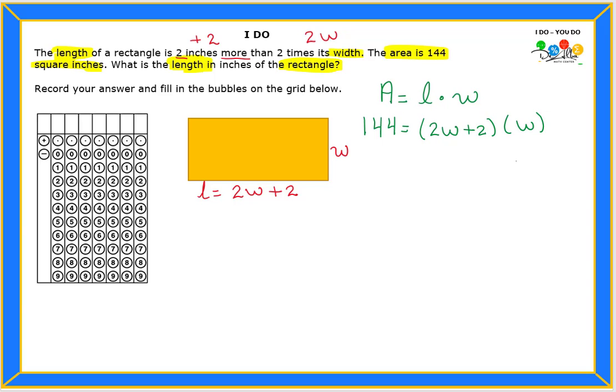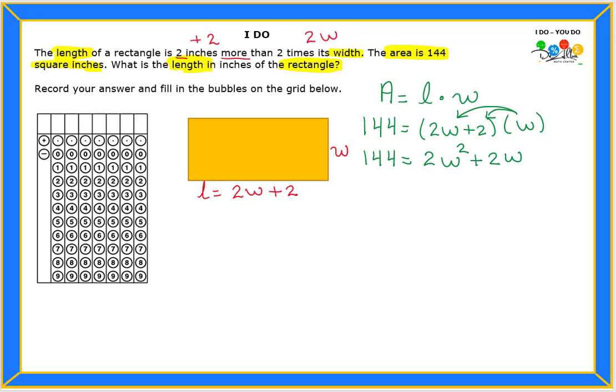Is that right? So what I'm going to do is I'm going to do distributive property, and that will give me 2W squared plus 2W. Are you with me? Basically what I did is I multiply my width times each term in the first term. Got it? Now what I want to do is I want to move the 144 to the right.